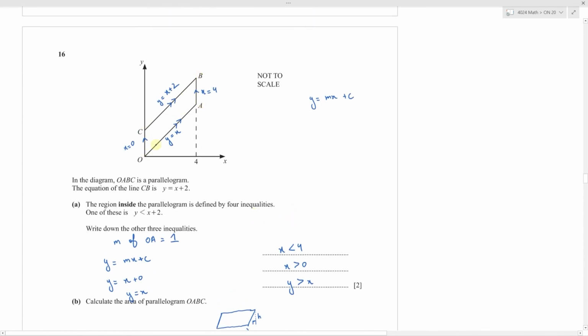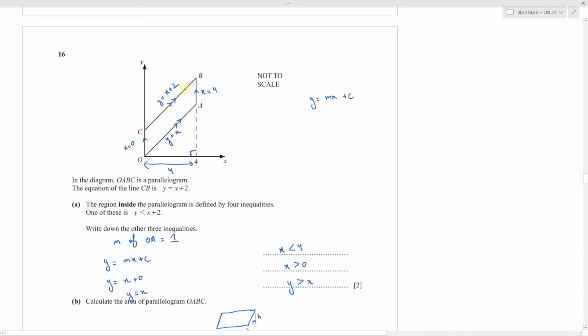OABC, we can see that this perpendicular height here is 4. This point is 4. This is the origin. So the perpendicular height is 4. And if I can find the length of this side AB or this side OC, I can multiply it by 4, which is the perpendicular height of the parallelogram, to get the area. So let's look at OC.